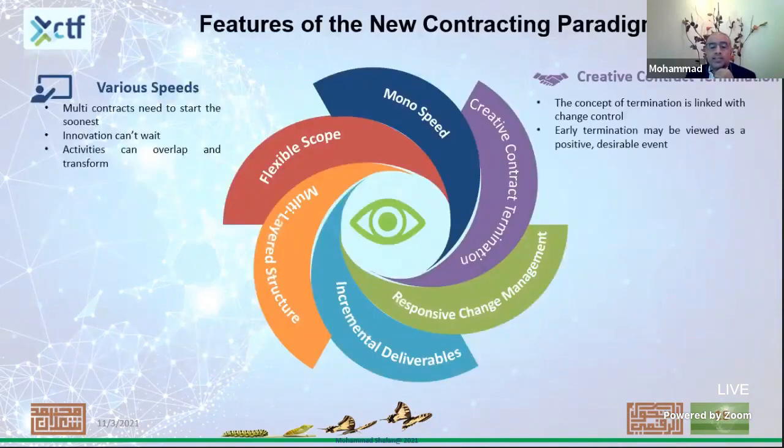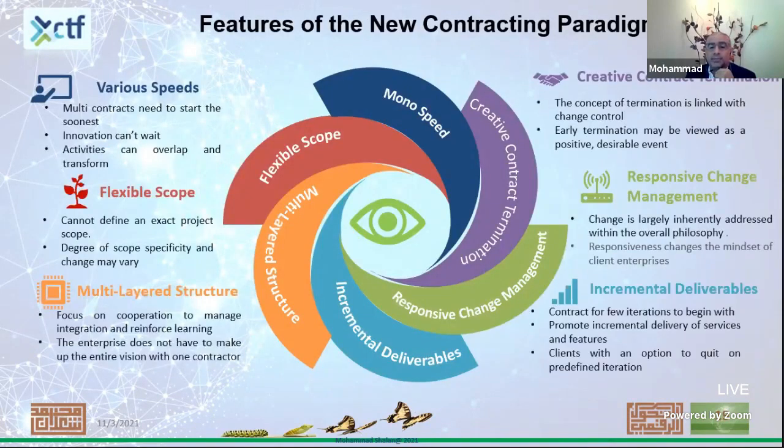And here are just a few items about the new contracting paradigm. There are speeds; sometimes we have to move fast or slow. We have to have a flexible scope, a multi-layered structure, and decide when to terminate the contract. Sometimes it's a win-win situation to terminate a contract and change something. So transformation and change management are also inevitable in this kind of contract, as well as incremental deliverables.